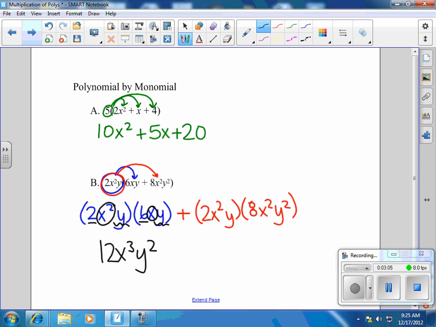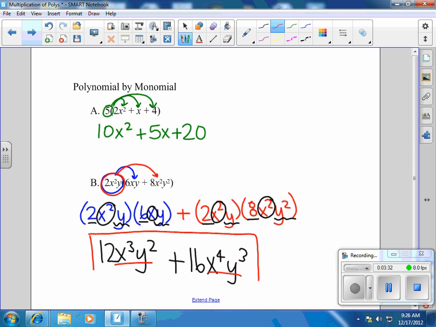Do the same thing for this one. We want to do 2 times 8. X squared times x squared gives me x to the 4th. And then y times y squared gives me y cubed. And then double check that we can't simplify anymore. These two terms are not exactly alike. I have x cubed y squared and then x to the 4th y cubed. So even though they have x's and y's, they're not alike, so we can't combine them, and we're done.